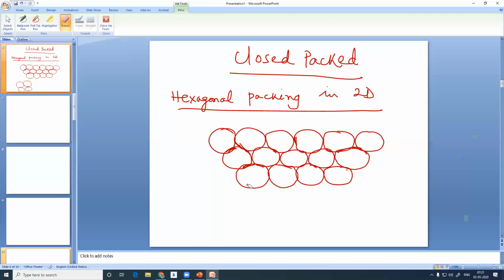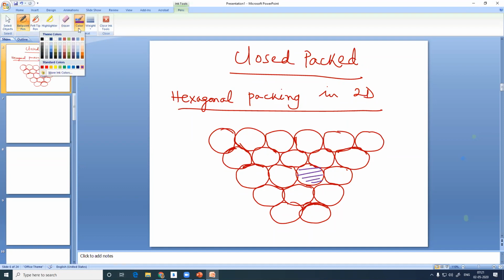Now see, this class I won't be fast, because the concept will be here. This is one layer. This is called hexagonal close packing. Why is it called hexagonal? Because if you demarcate this one, this is a sphere of our interest, and it is surrounded by 6 other spheres forming a hexagon.